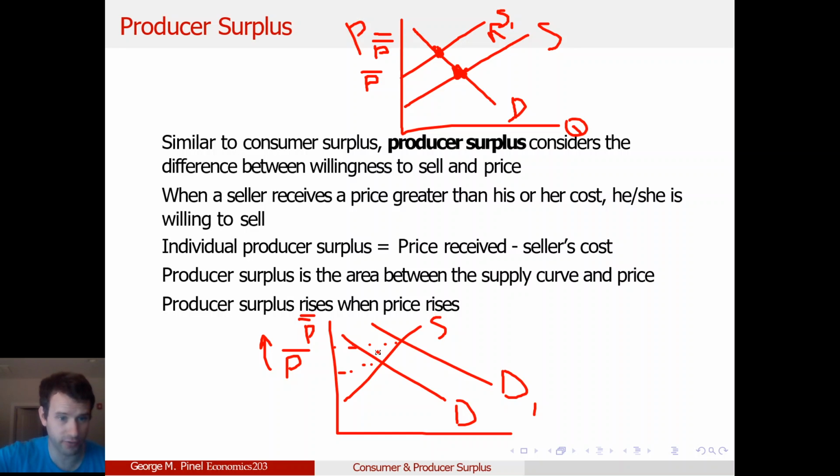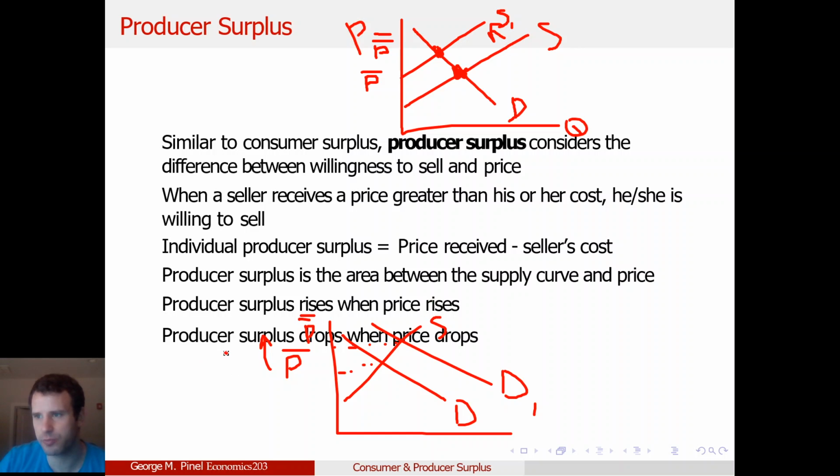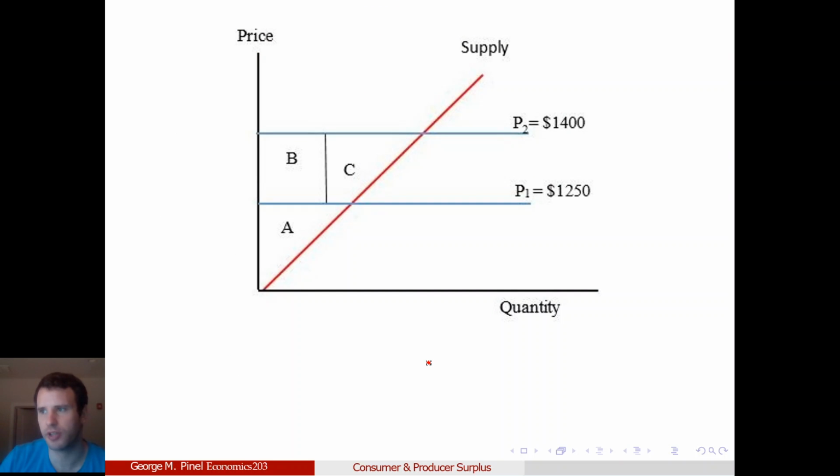Okay, and I understand this graph is ugly. You'll see it in the next slide. Don't worry your pretty little head off. And then the corollary is producer surplus drops when price drops. So this is a price change as a result of a demand shift. So you can draw like a little demand curve here and a little demand curve here if you wanted to. But basically, as the price increases, producer surplus used to be A. Now it's A plus B plus C.